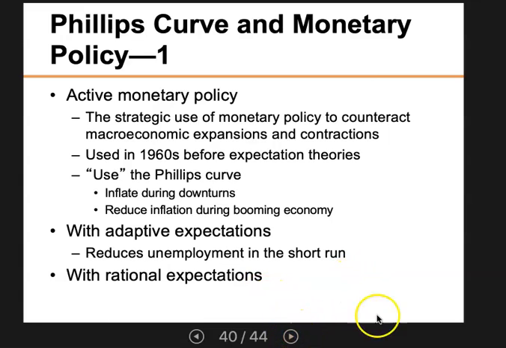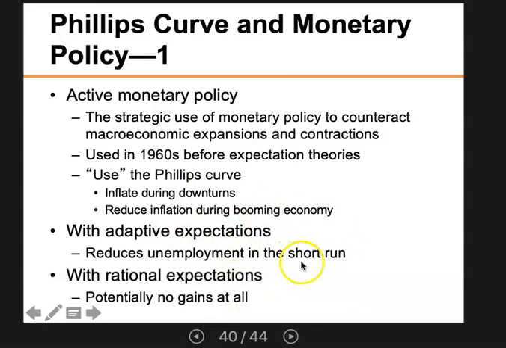But with rational expectations, activist monetary policy yields no gains whatsoever, right? Since market participants will use all the available information when forming inflation expectations, the central bank is unlikely to get any positive result from activist monetary policy, even in the short run. No gains at all. All right, this is active monetary policy. With adaptive expectations, there might be something in the short run, but not in the long run. But with rational expectations, no gains at all.